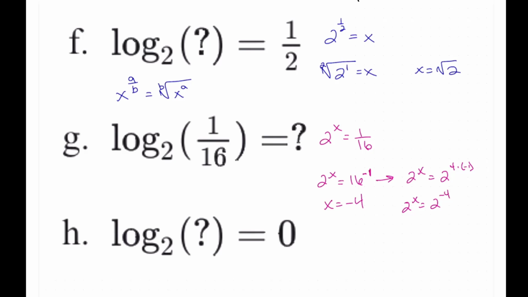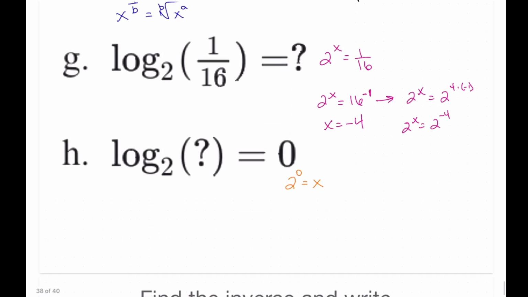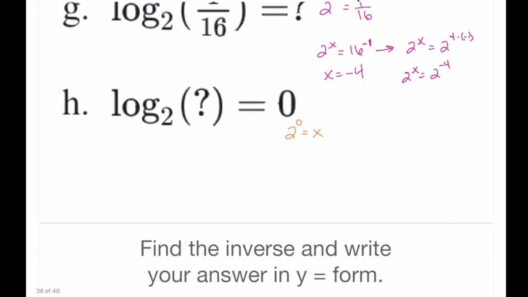All right. And then on that last one, how are we going to write the last one? 2 to the 0 equals x. So x equals 1. Yep. Everybody good with anything to the 0 power equals 1? Everybody know why? Because it's how it is.